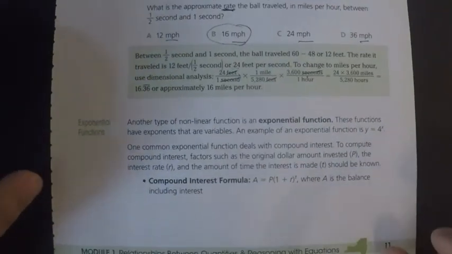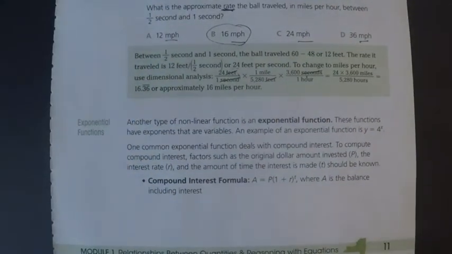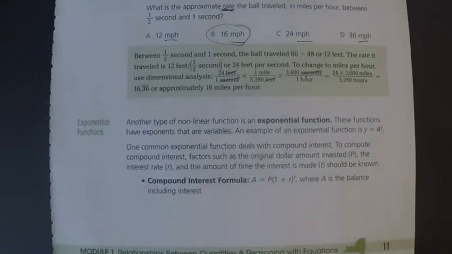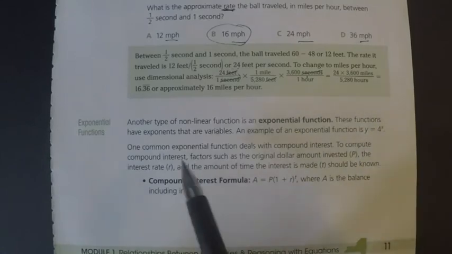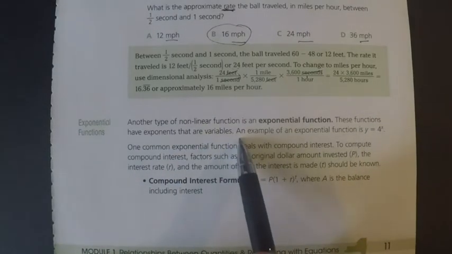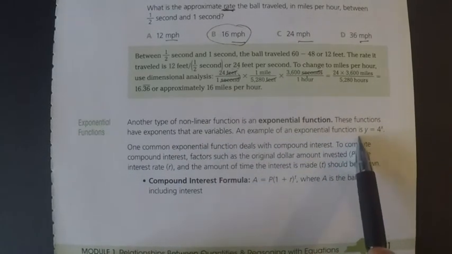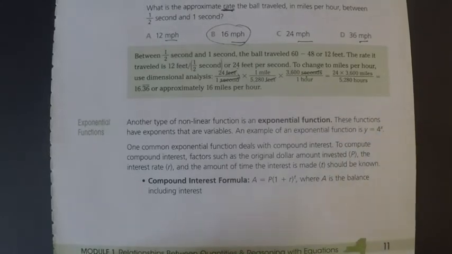The last type of function we're going to take a look at is exponential functions. So we have been working a lot with these lately, so these should look familiar. So another type of nonlinear function is an exponential function. These functions have exponents that are variables. An example of an exponential function is y equals 4 to the x.